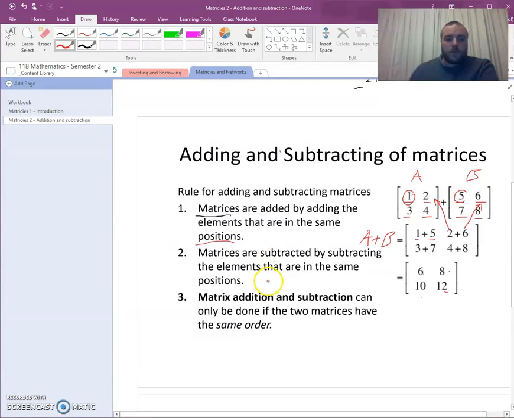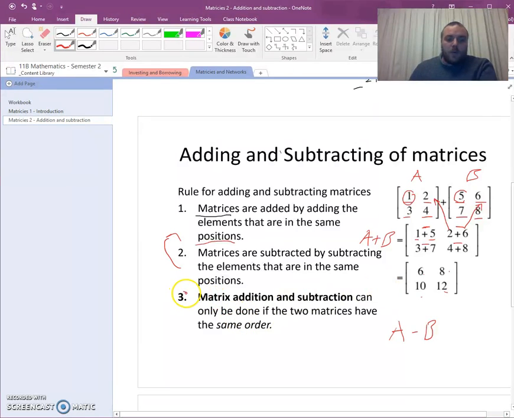All right, a couple more rules. Matrices are subtracted by subtracting elements in the same position, so exactly the same as addition, only we do subtraction. So if this was instead A take B, this position here would change to 1 take 5. That would be 2 take 6, 3 take 7, 4 take 8, etc.